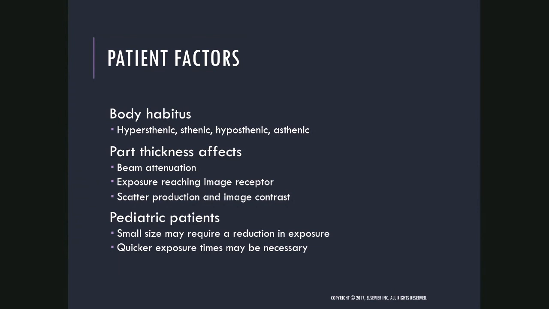Whenever you're selecting technique, you need to make sure that you modify based on what is going on with your patient. We touched on this in chapter 6, talking about body habitus, and how that affects your technique. Of course, your part thickness affects how the beam is going to be attenuated, which in turn controls how much radiation is going to reach your IR, and your scatter and your contrast. Part thickness is a big deal.